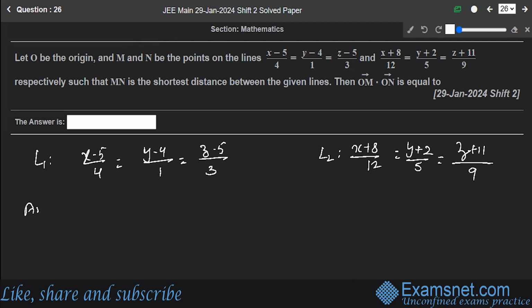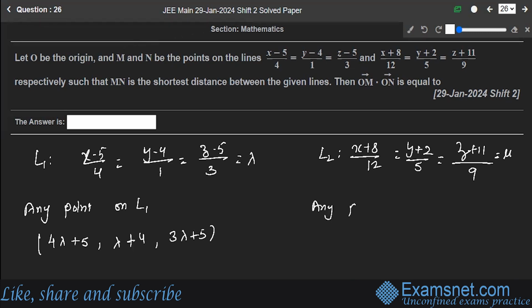So any point on L1, let's say this is equal to some lambda and let's say this is equal to some mu. So any point over here will be given by 4 lambda plus 5, lambda plus 4, 3 lambda plus 5. And here any point on L2 is given by 12 mu minus 8, 5 mu minus 2, 9 mu minus 11. Let's say this is the point M and this is the point N.